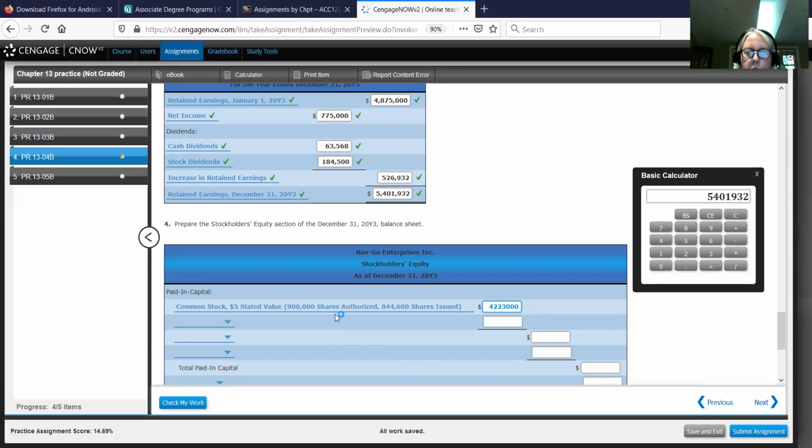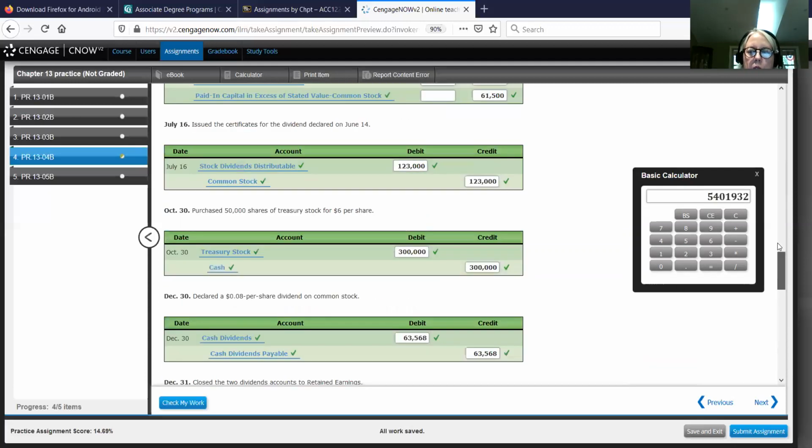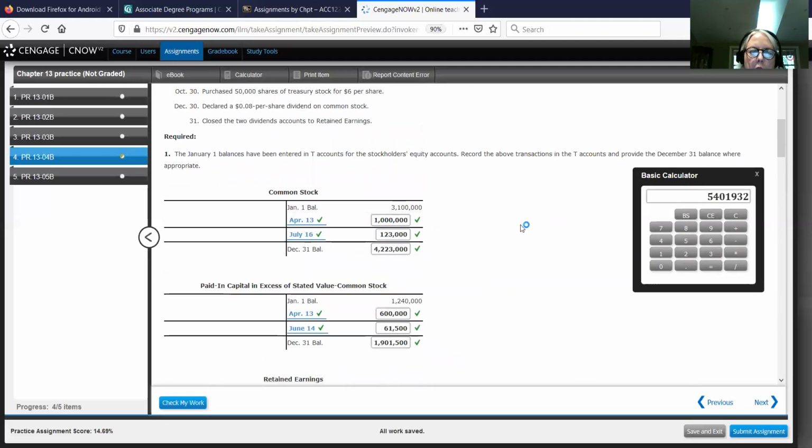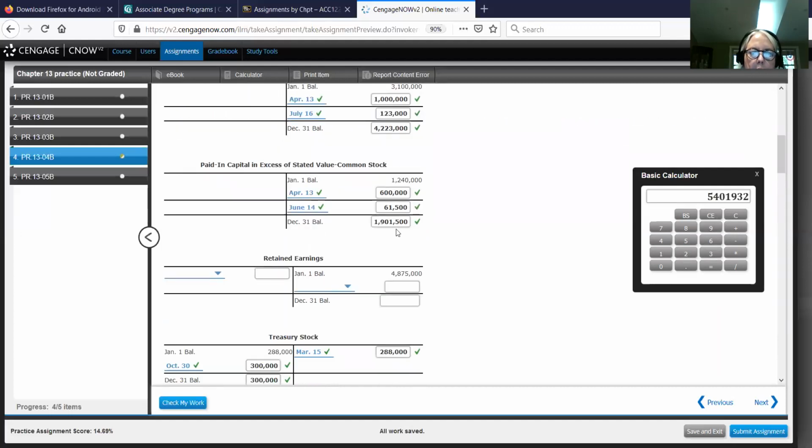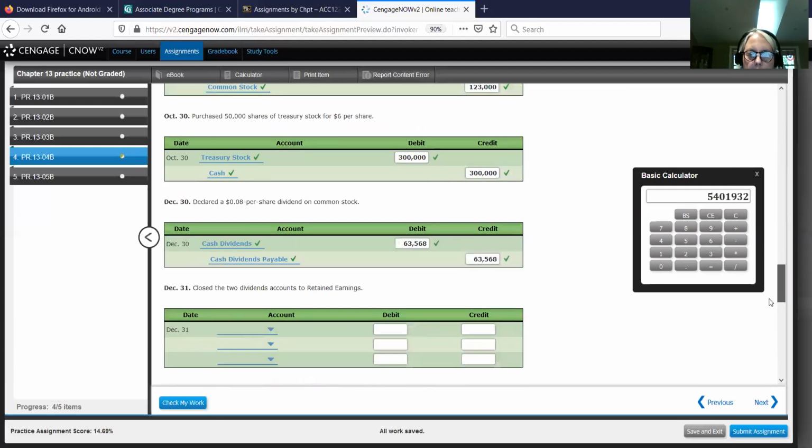Again, this is coming from your ledger accounts. So the common stock balance, this amount was written in first. Also on your stockholders' equity, you'll pick up your paid-in capital in excess of stated value on the common stock. The amount of that balance was 1,901,500.